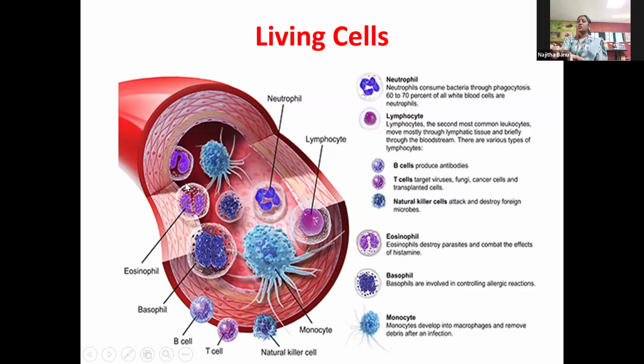Three cells come under the granulocytes. They are neutrophil, eosinophil, and then basophil. Your lymphocytes and monocytes are agranulocytes. Each and every white blood corpuscle plays a different role in your body. But basically, all of them are ultimately maintaining your immune system. They fight against foreign particles.